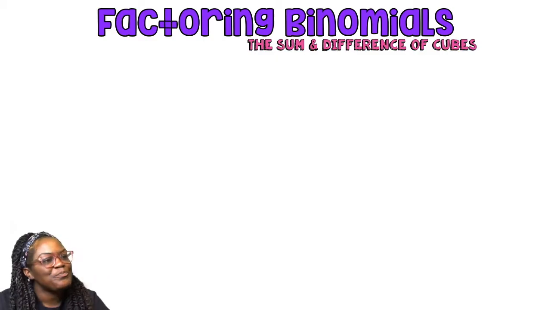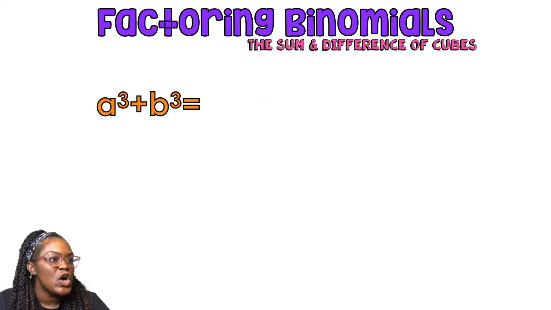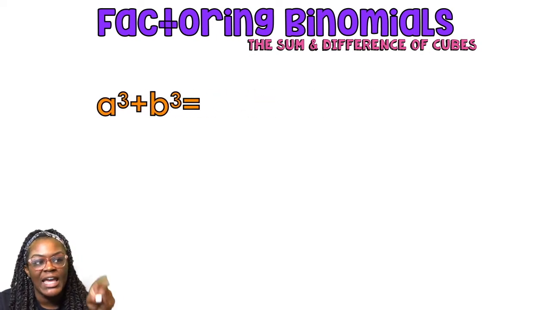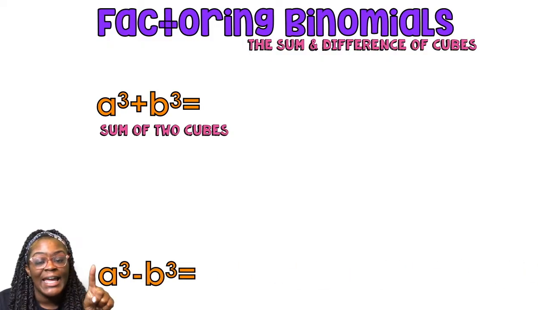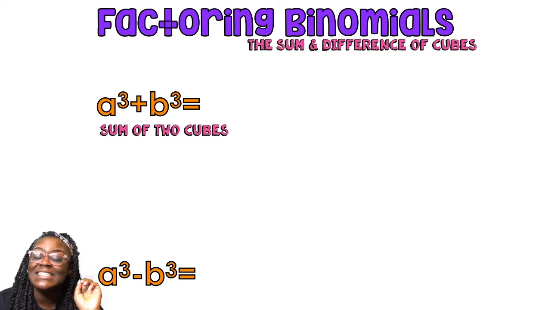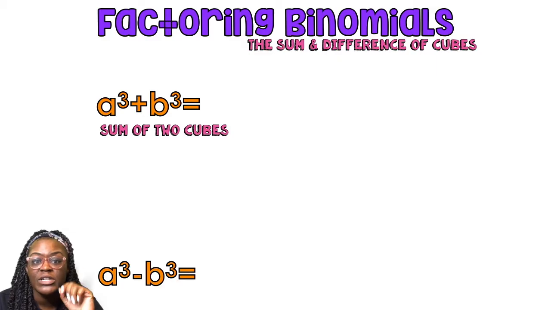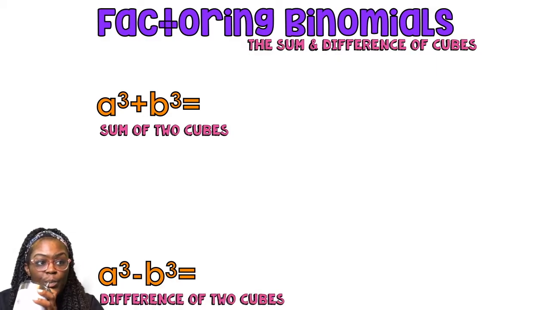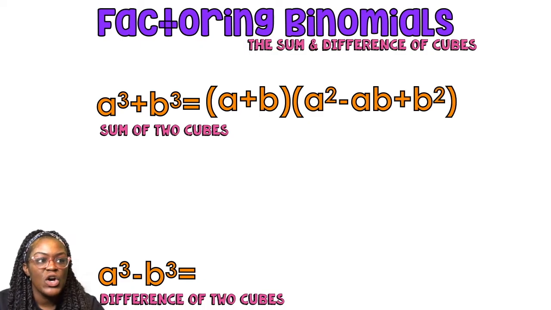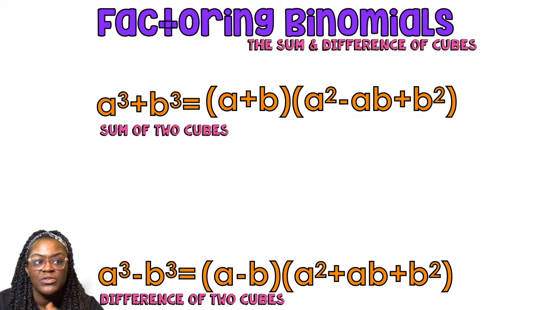Okay, let's go. All right, factoring binomials, the sum and difference of two cubes. So that might look like a cubed plus b cubed. Okay, so this is the sum of two cubes. Or it might look like a cubed minus b cubed, and that is the difference of two cubes. This pattern works for whether it's a sum or a difference. Okay, so the sum of two cubes when you factor it looks like that, and the difference of two cubes when you factor it looks like that.